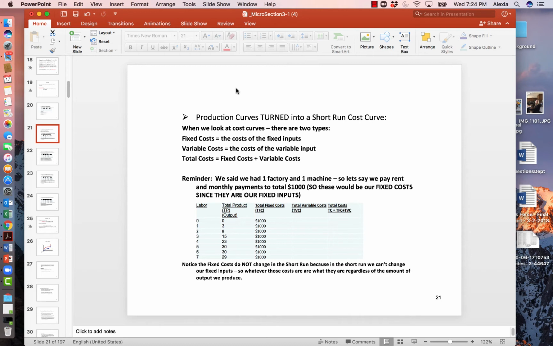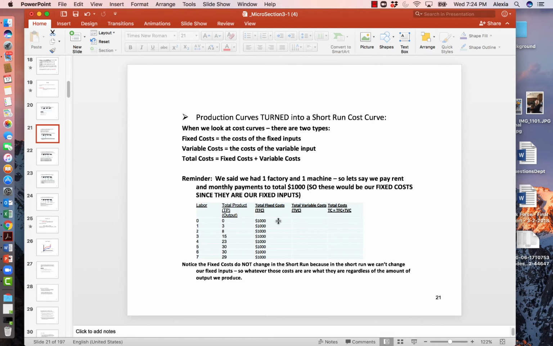So the information we have here is that, remember, this is our labor. That's our variable input. This is our total product. So this is what we're producing, the number of units we're producing. And then just hold off on these other columns for a second.